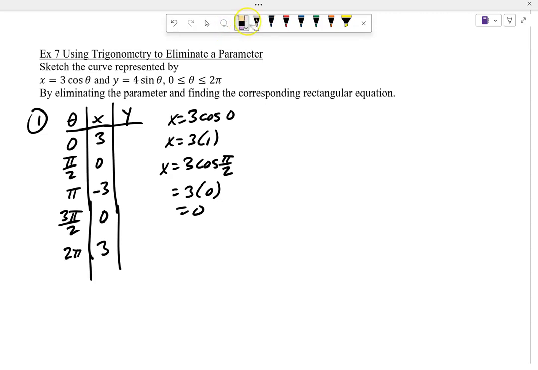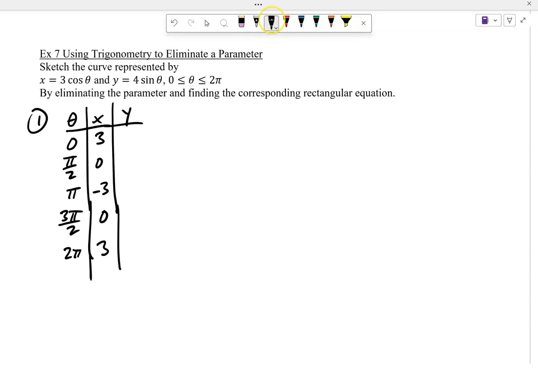Now let's do it for the y's. 4 sine of 0 is 0. 4 sine of pi halves. I know sine of pi halves is 1. So 4 times 1 is 4. And so on. Now we've got our points here. We can draw this. Now before I draw it, I'm going to go ahead and eliminate the parameter again.